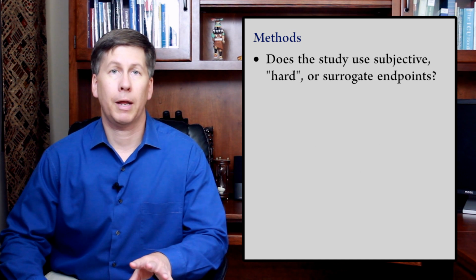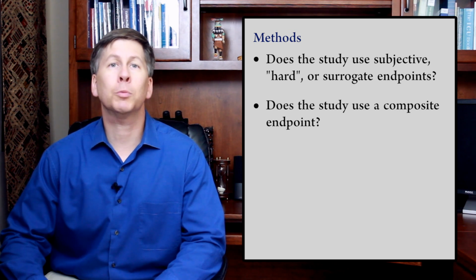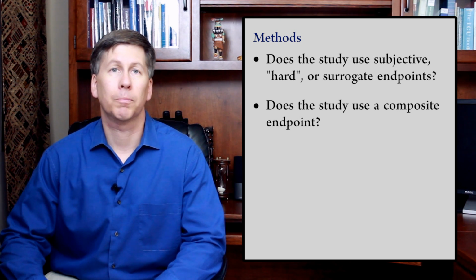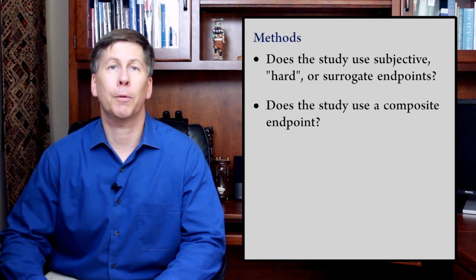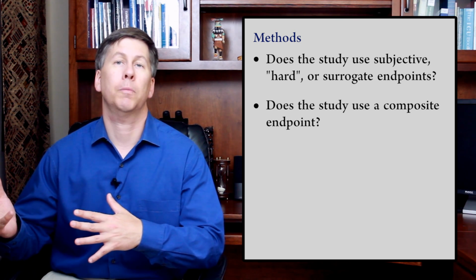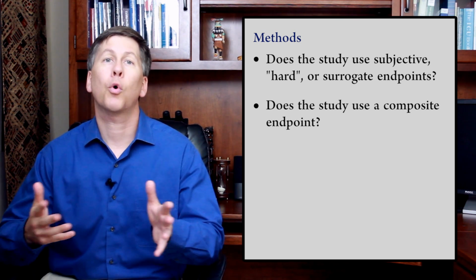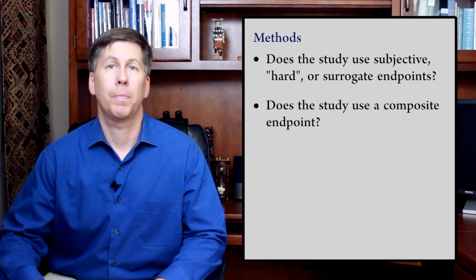Another related question about endpoints. Does the study use a composite endpoint? Composite endpoints combine multiple different endpoints into one metric. For example, a study of early stenting in non-ST elevation MIs could use an endpoint that combined all-cause mortality, recurrent MI, or need for an urgent trip to the cath lab in the 2 weeks following the MI.